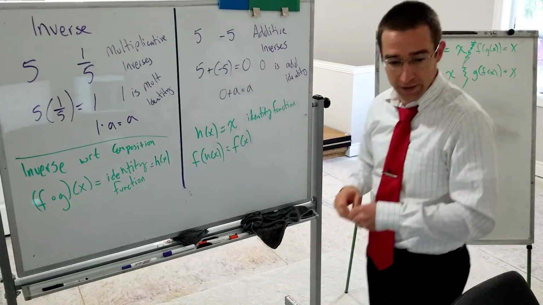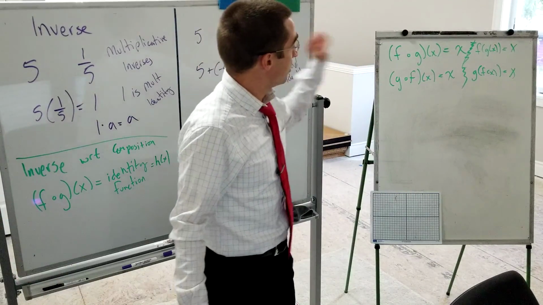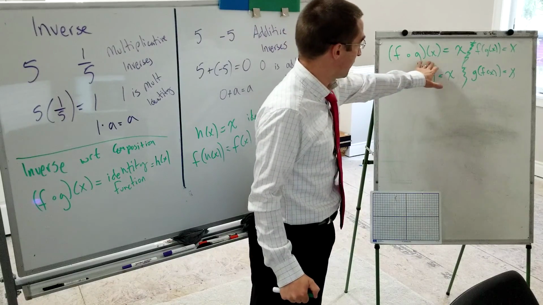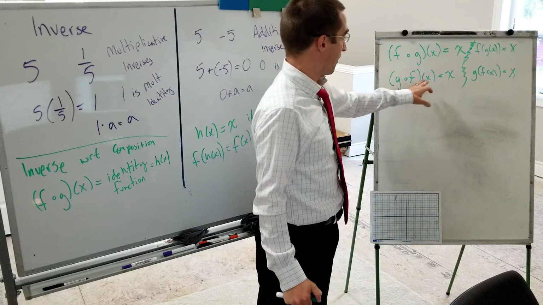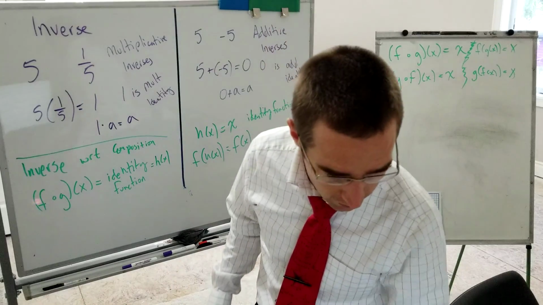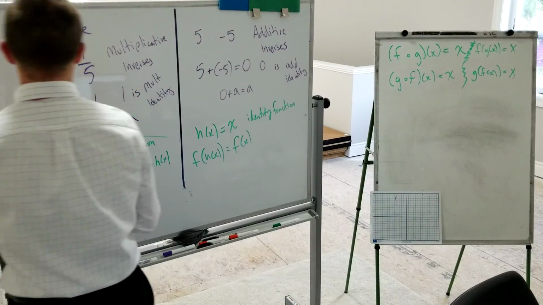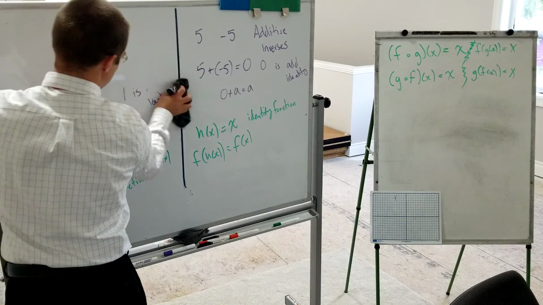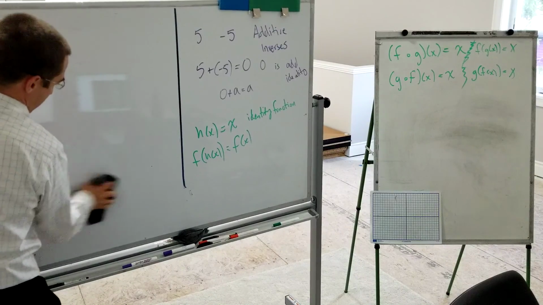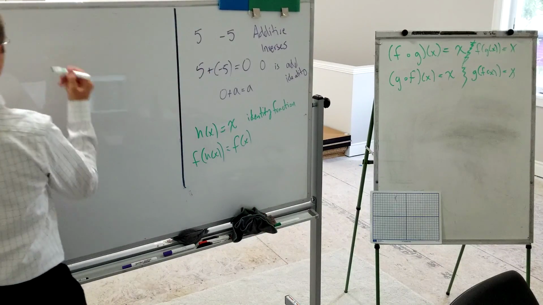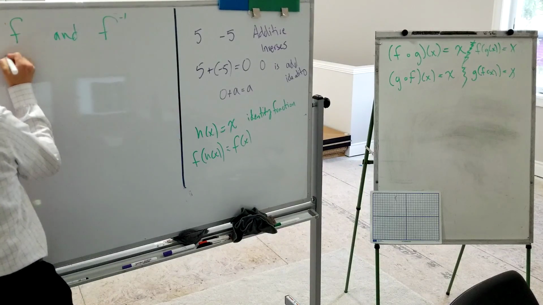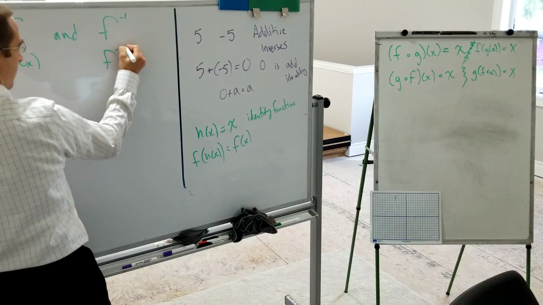Two functions are inverses if and only if you take the composition f of g of x and you get x, and g of f of x gives you x. This is just what it means in different notation. So if f and g are inverses, we don't write them as f and g anymore. We write them as function f and f inverse. So we have f of x and f inverse of x.